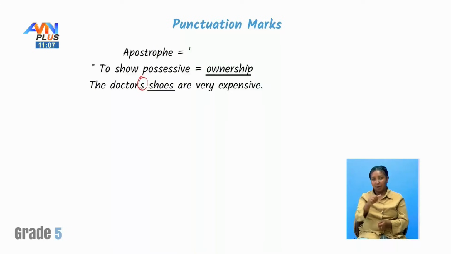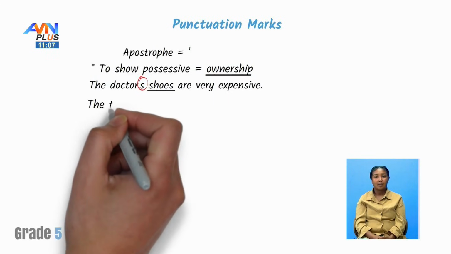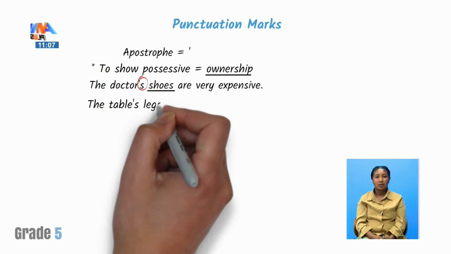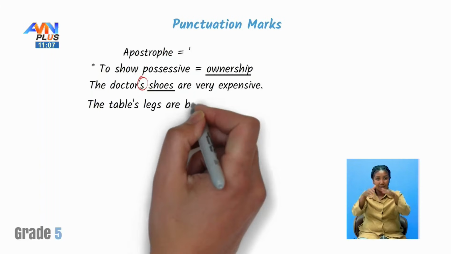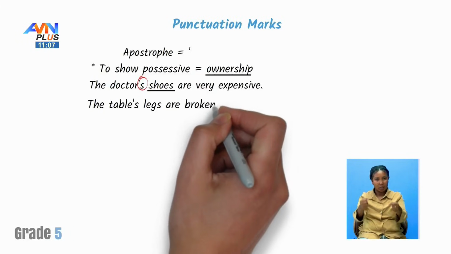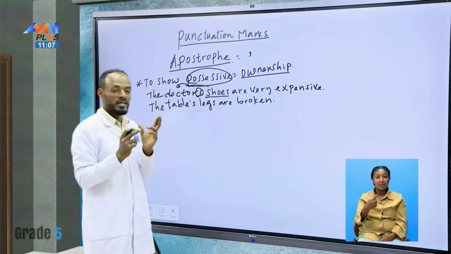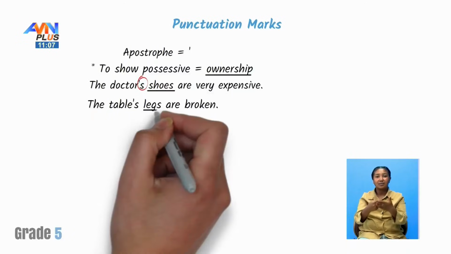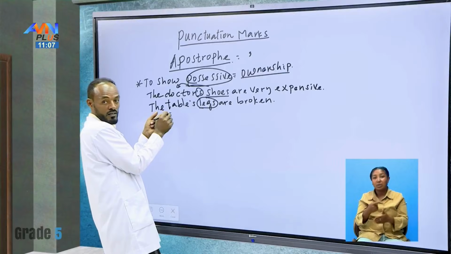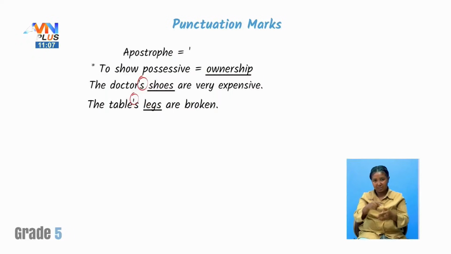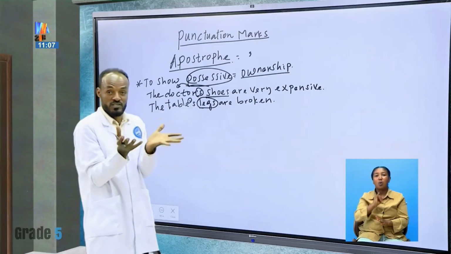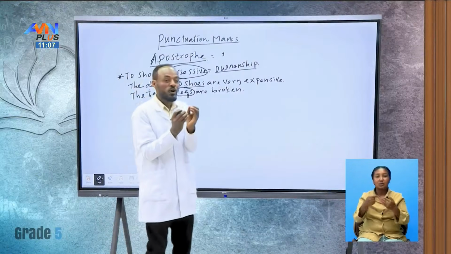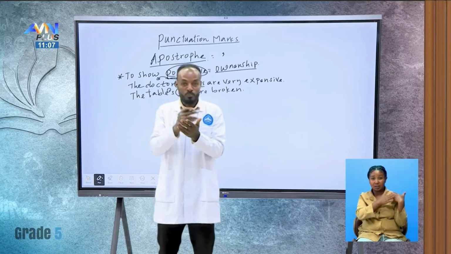And another one is here. The table's legs are broken. The table's legs are broken. In this sentence, these legs belong to the table, okay? So this apostrophe shows whose leg it is. Is that clear? Nice.